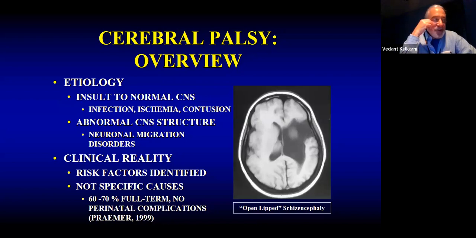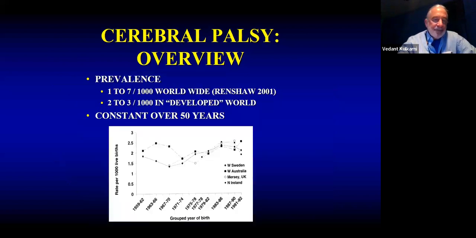In resource-rich settings, the clinical reality is that while we are frequently able to identify risk factors, in over half the cases, we really can't find a specific cause for the CP. And that is always an issue for families at the front end who are looking for an explanation. Why did this happen?